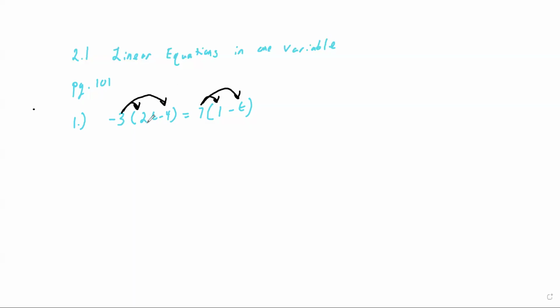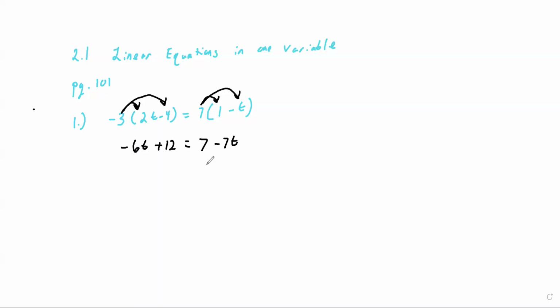So -3 times 2t gives you -6t. And then -3 times -4 gives you that positive 12, since two negatives make a positive. 7 times 1 gives you 7. And 7 times -t gives you -7t.